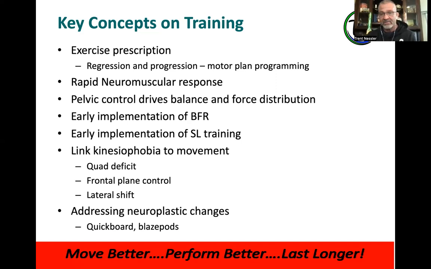I actually teach a certification course for PTs and athletic trainers in BFR. And what's one of the things that I always say is that in 25 years of clinical practice, it has probably been the biggest game changer for me. It is legit. The fact of what it does from a motor unit recruitment, the growth hormone release, the IGF-1, the impact that that has.